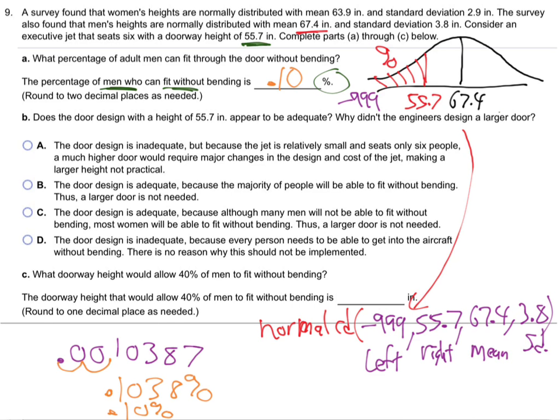0.10%. So that's less than 1%. That's 0.1%, isn't it? Not many men are shorter than 55.7 inches. Just 0.10%. Very small amount. That makes sense. What's 55 inches? That's 4 foot.